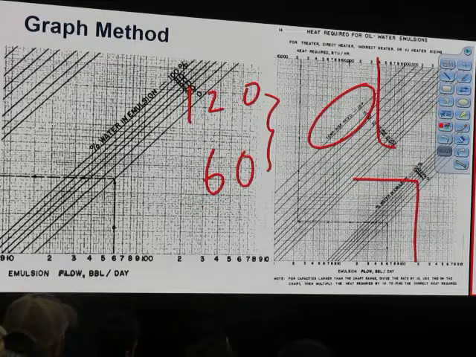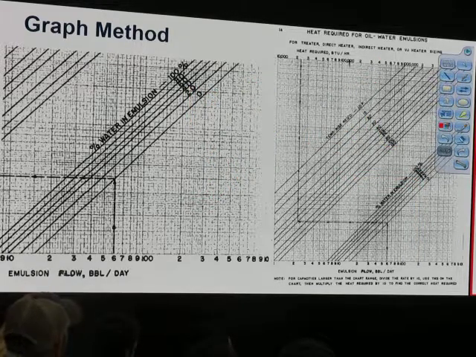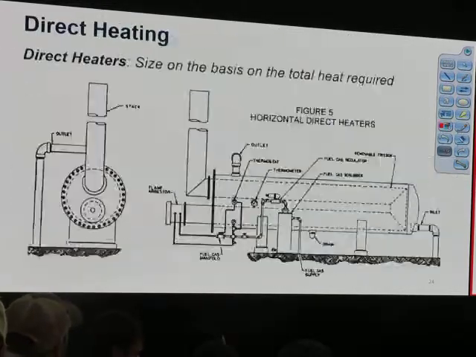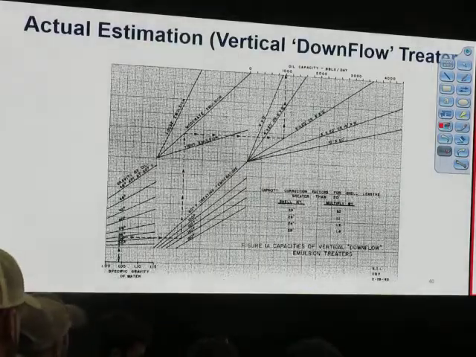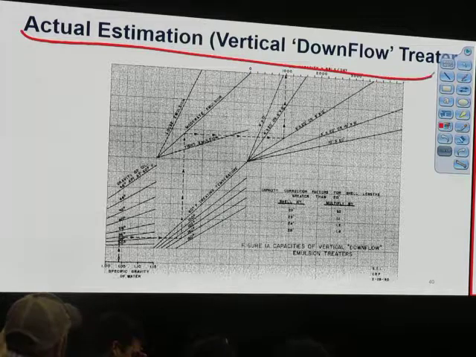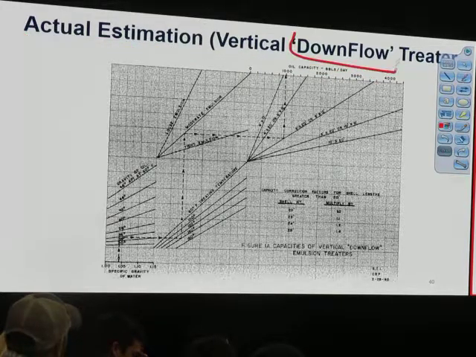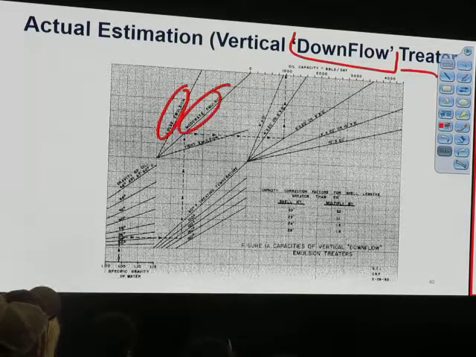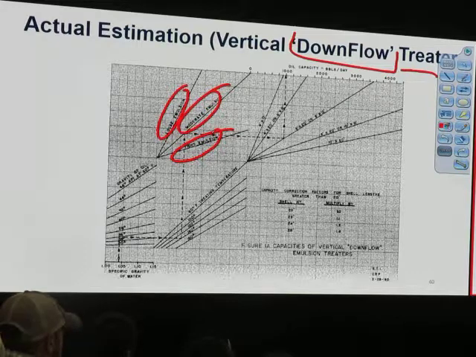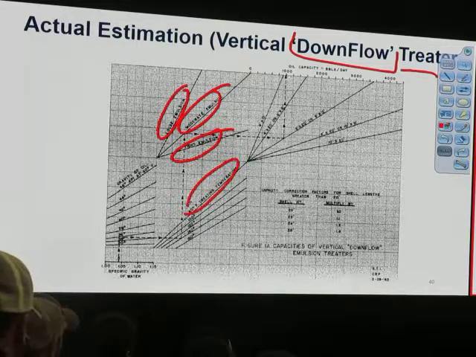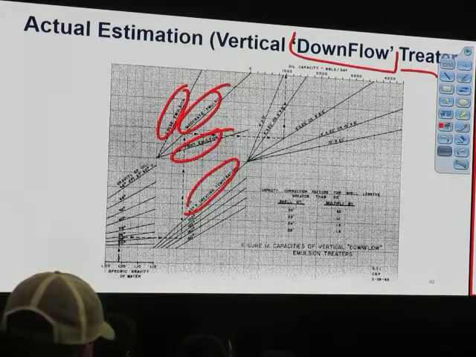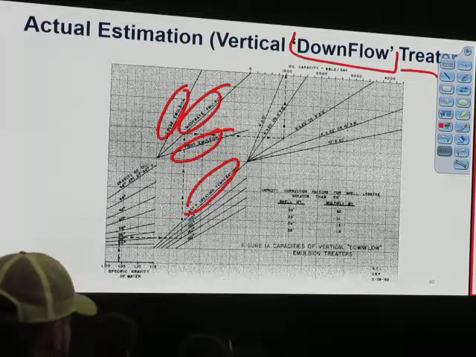But how do we know that we have to heat it until 120? We use another chart. This chart says, this is a downflow model for a heater treater. So it depends on whether we have low immersion, moderate immersion, or tight immersion. It depends on treater temperature. So different treater temperature will be utilized differently. Okay, it's just using the chart.